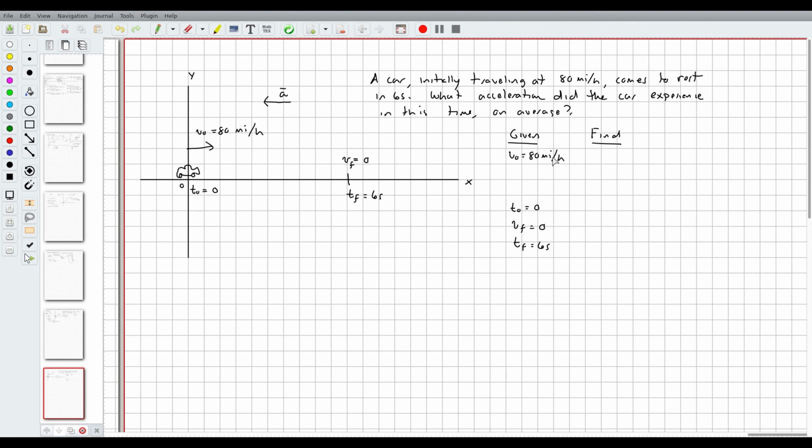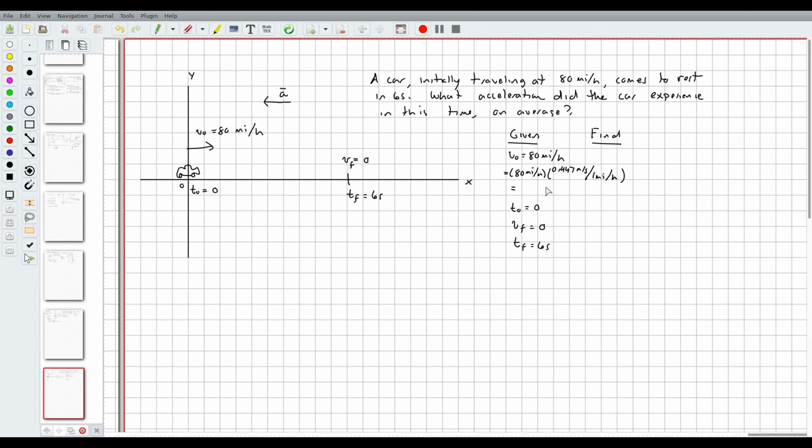Now I'm going to convert 80 miles per hour to meters per second, and the way I want to do that is just doing a direct conversion. 80 miles per hour, I know that there is 0.447 meters per second for every 1 mile per hour.